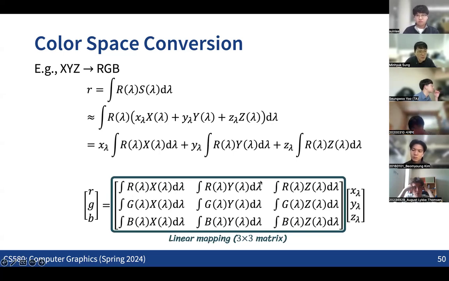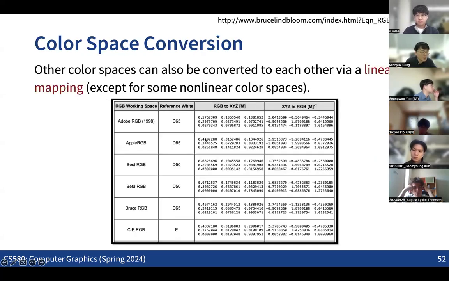So you can check out all these mappings from one color space to another, and many of the color spaces can be mapped through a linear mapping like this. You can also check out this website to see how exactly this conversion was defined.